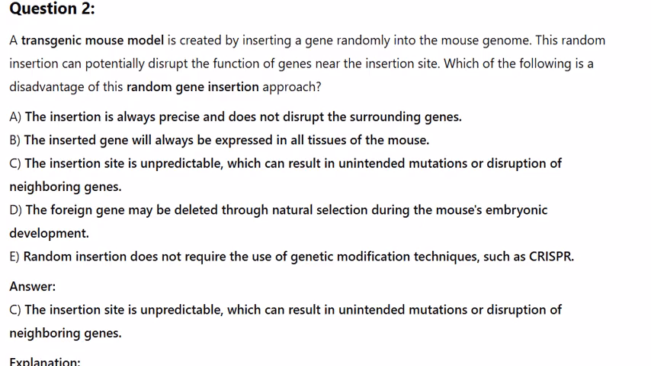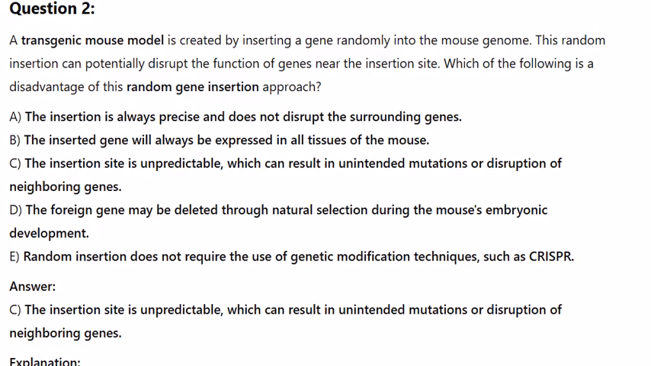This random insertion can potentially disrupt the function of genes near the insertion site. Which of the following is a disadvantage of this random gene insertion approach? A. The insertion is always precise and does not disrupt the surrounding genes. B. The inserted gene will always be expressed in all tissues of the mouse. C. The insertion site is unpredictable, which can result in unintended mutations or disruption of neighboring genes.